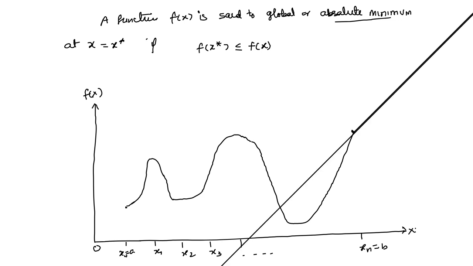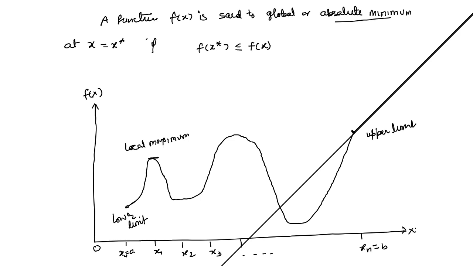So we construct a shape. This is the lower limit, this is the upper limit, and this is the local maximum. This is local maxima.